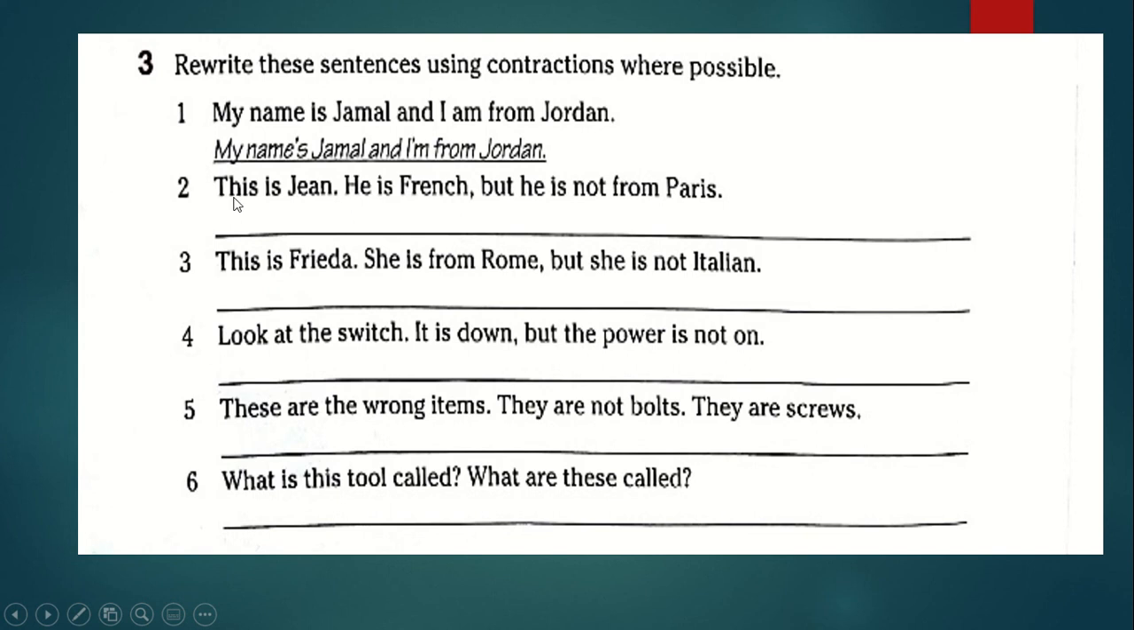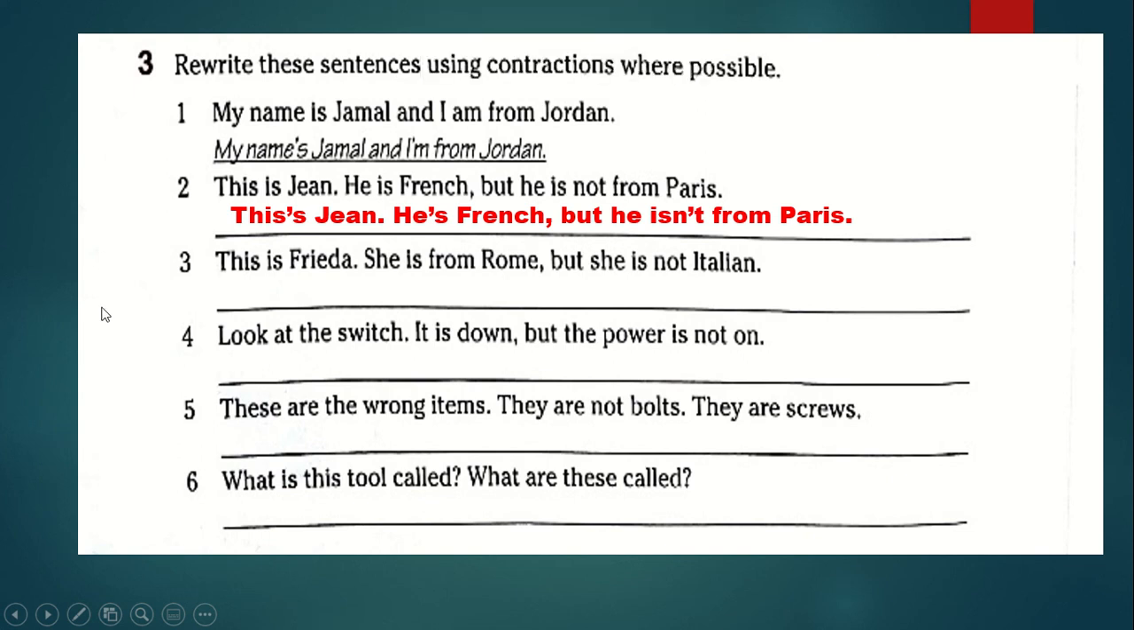Let's do number 2 together. This is Jean. He is French, but he is not from Paris. So this is Jean. He is becomes he's. He is not becomes isn't. This is Jean. He's French, but he isn't from Paris. Now please take 3 minutes, pause the video, try to answer the questions, and then come back for checking the answers.